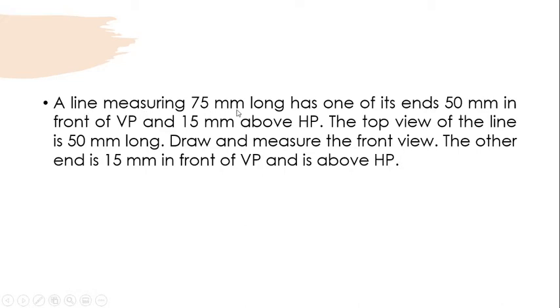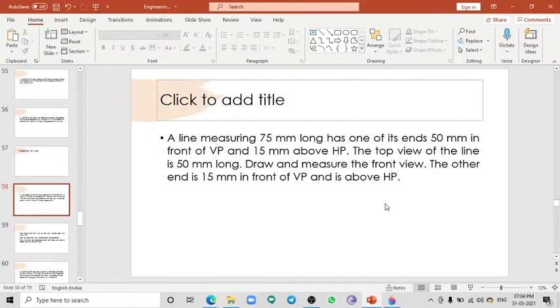A line measuring 75 mm long has one of its ends 50 mm in front of VP and 15 mm above HP. The top view of the line is 50 mm long. Draw and measure the front view. The other end is 15 mm in front of VP and is above HP.